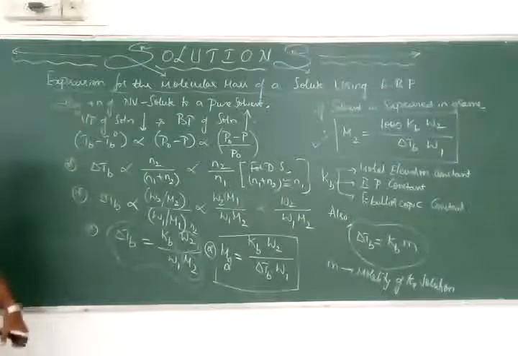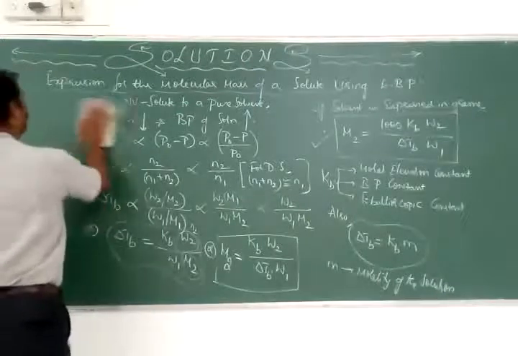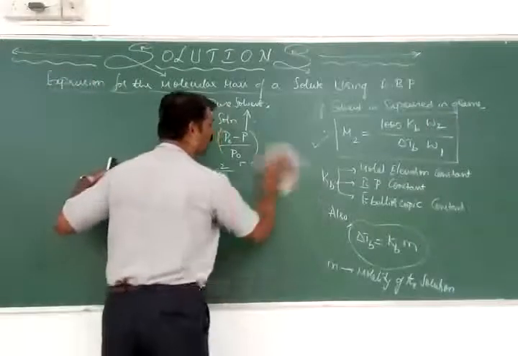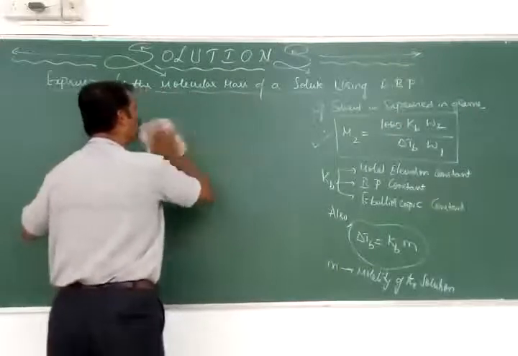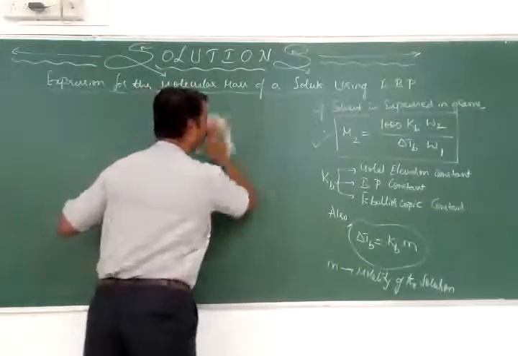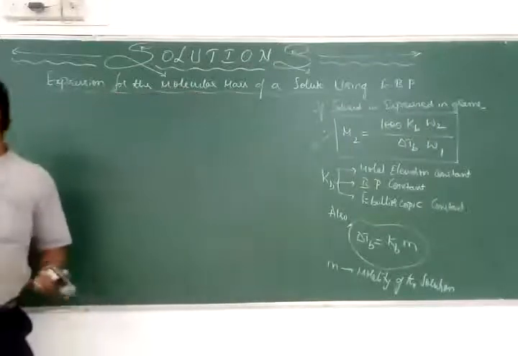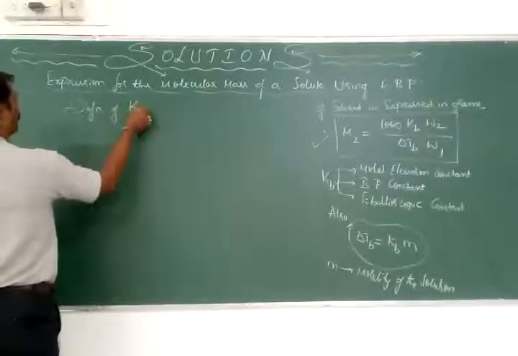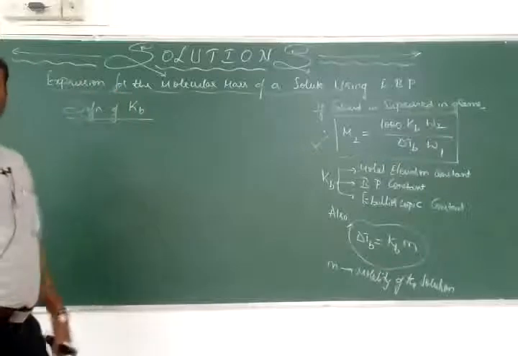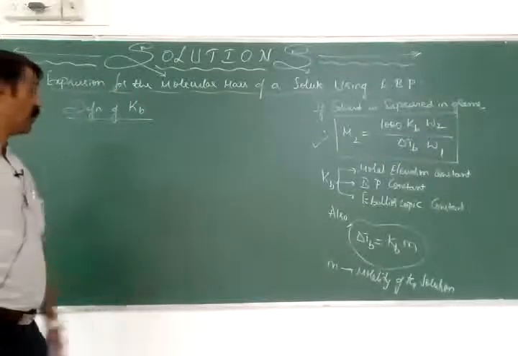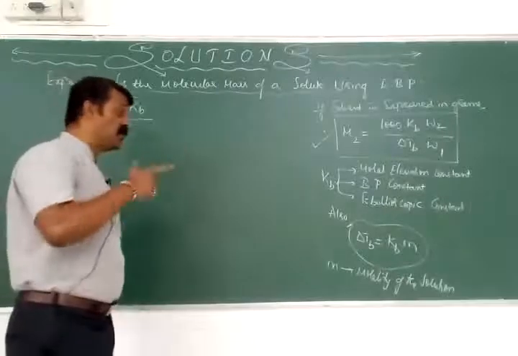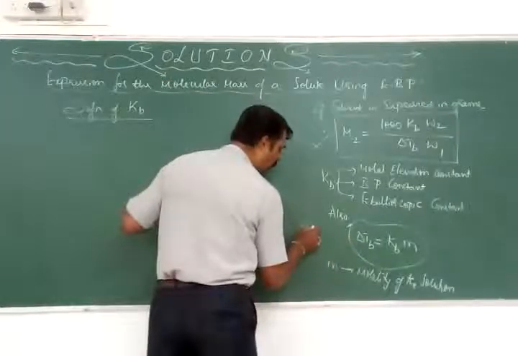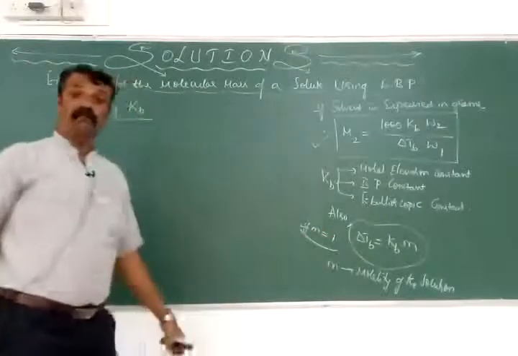So now, how to define this Kb? Definition of molar elevation constant, or the boiling point constant, or sometimes the ebullioscopic constant. We can have two different definitions related to this. So Kb is called either the molar elevation constant, boiling point constant, or ebullioscopic constant.